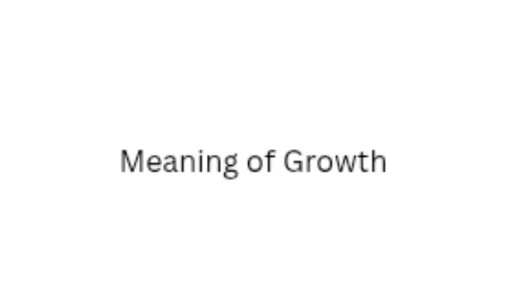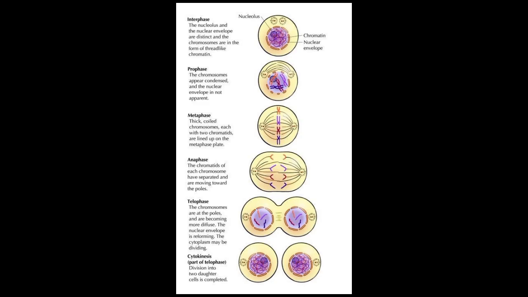Meaning of growth. Growth is defined as a permanent increase in size, mass, and complexity of an organism. It happens due to two processes. One, cell division, which is also known as mitosis, and then two, cell enlargement. In plants and animals, growth means more cells and bigger cells, resulting in increased size and body mass.